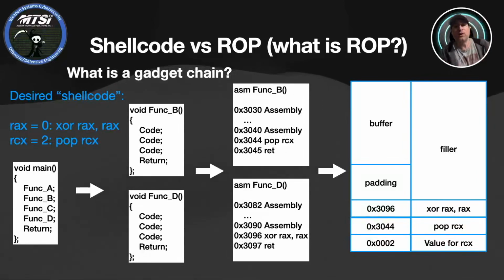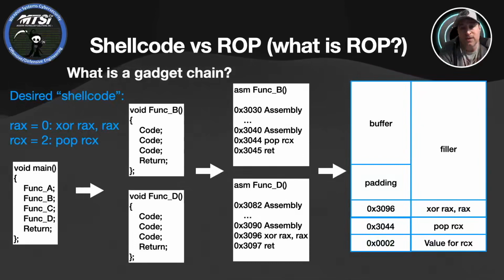So you can see I put onto the stack address 3096, and then address 3044, followed by the value 2. I'll talk about why that's there in a second. So what happens now is when this buffer is overflowed in a given function, when the function goes to return, it goes to this location on the stack, thinking that it's going to get the address to jump back to where it came from, main or some other function. But instead what it finds is the address 3096, and it dutifully jumps there.